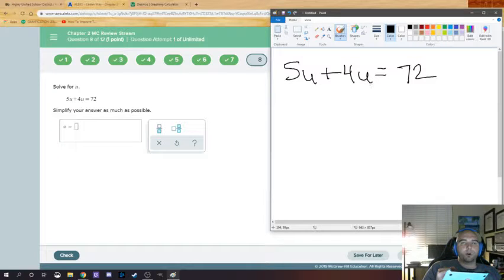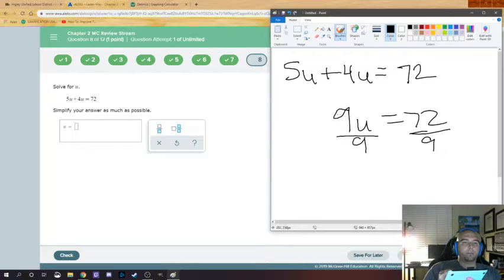Okay, when you're doing something like this, first thing you want to do is this. 5u and 4u on the same side are like terms, and you can combine those. Do not subtract 4u. Do not subtract 5u. Don't move any of that around. They're already together on the same side. They're just not combined. So combine them. 5u and 4u makes 9u. And then you solve this further by dividing by 9. And u equals 8.